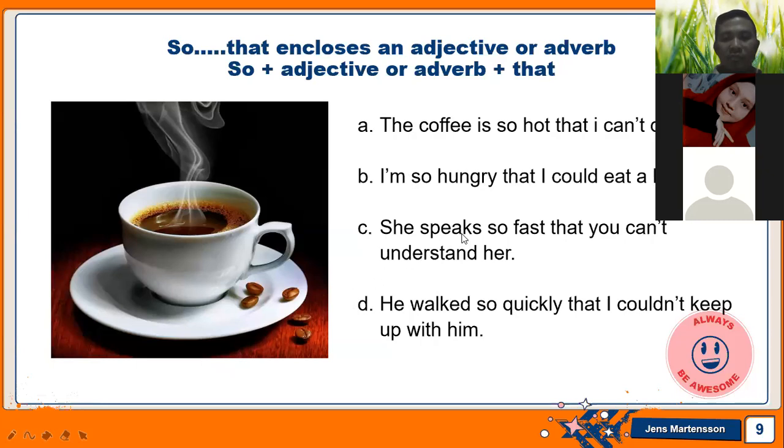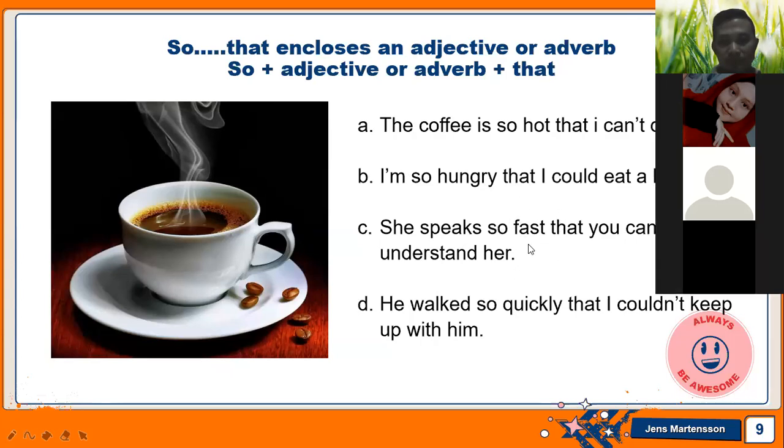Now, she speaks so fast that you can't understand her. Okay, so here, after so, is it adjective or adverb? Adjective. Okay, so what about D? He walks so quickly that I couldn't keep up with him. So, and then after so, connected with what? Adverb.